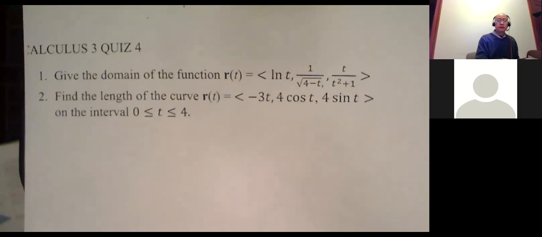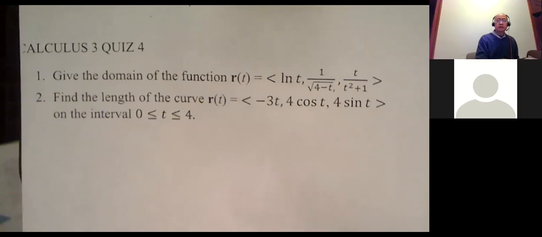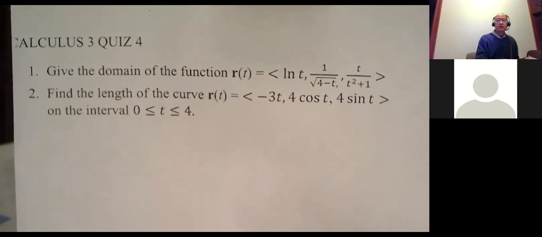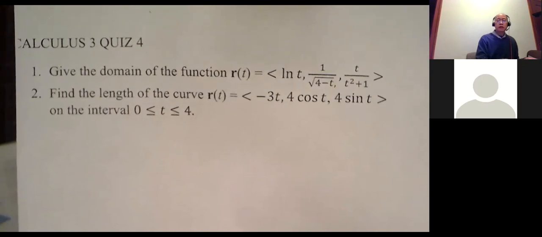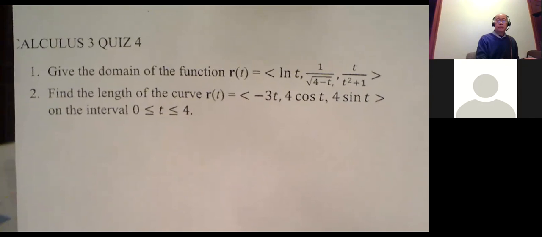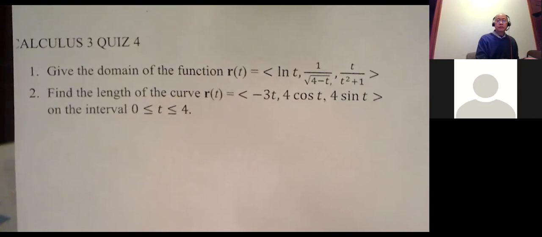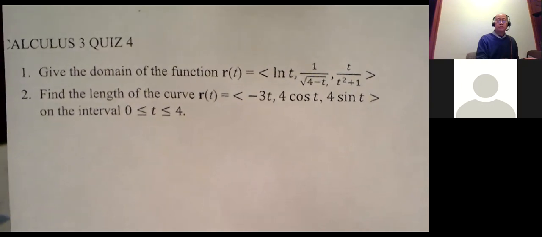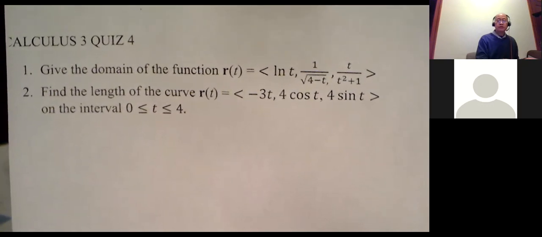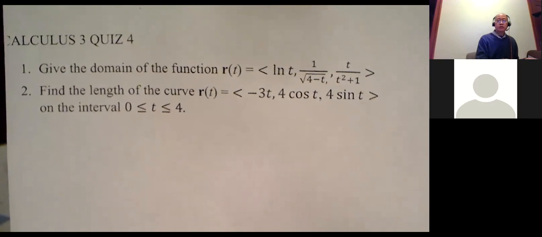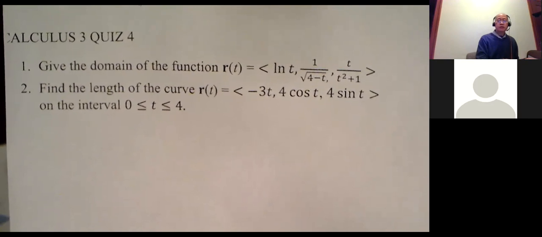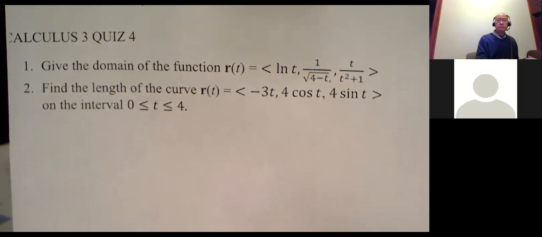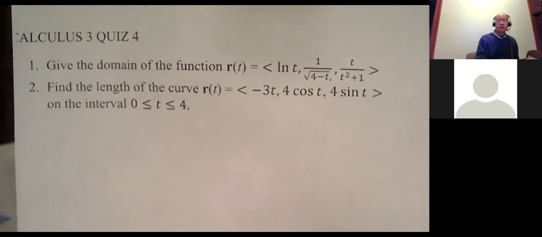I can't seem to show the whole thing without getting out of focus a little bit here. Hopefully you can still see that. I'll hold it for another 15-20 seconds, so try to get a screenshot or take a picture by that time. So number one, r of t, natural log of t, 1 over radical 4 minus t, t over t squared plus 1. And two, find the length of the curve r of t is negative 3t, 4 cosine t, 4 sine t, t between 0 and 4. I will now assume that everybody has it.